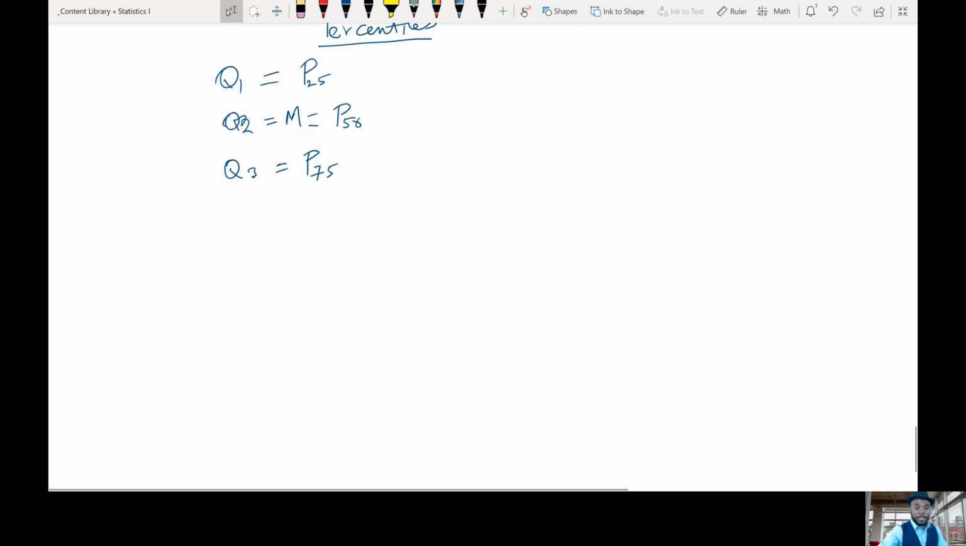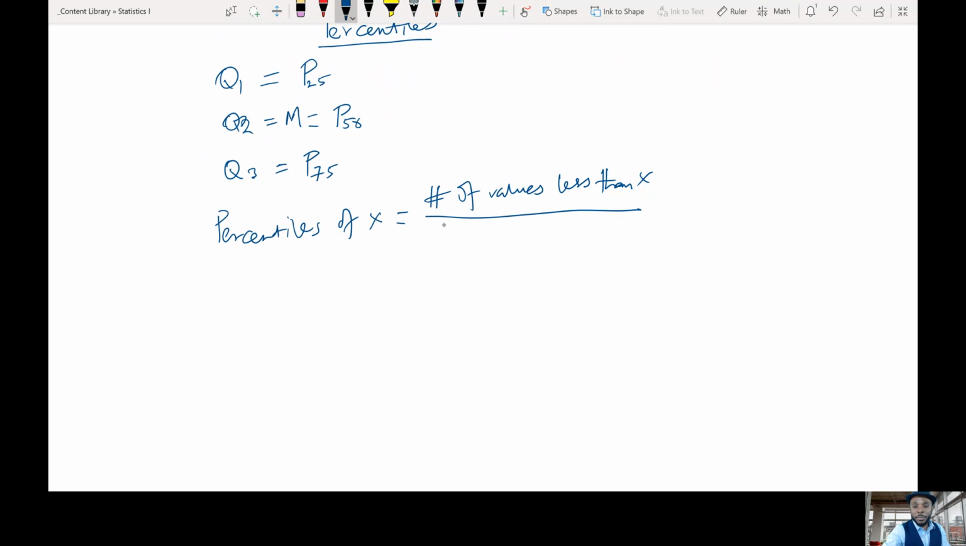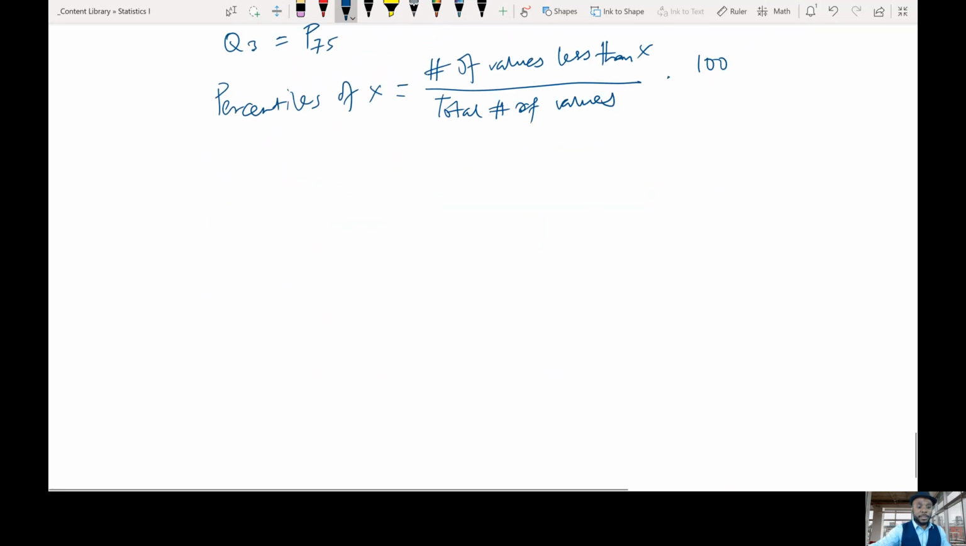But first, how do we compute the percentile? Let's say we want to find the percentile of X. This will be equal to the number of values less than X, divided by the total number of values, multiplied by 100. So let's look at an example.